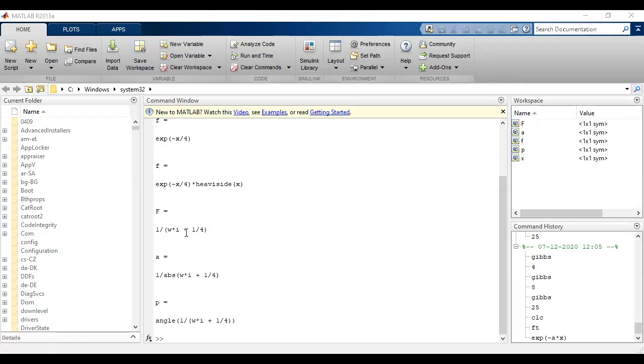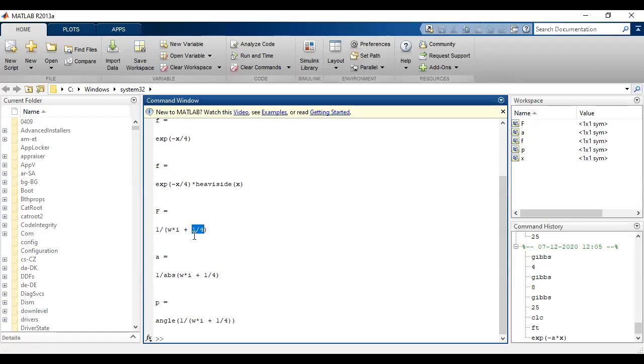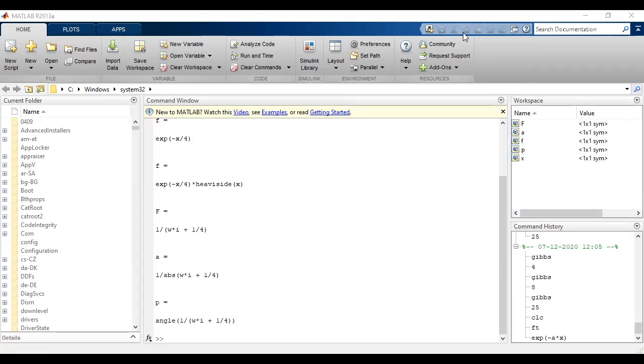Now capital F means 1 by a plus j omega. 1 by a is 1 by 4, j means i, omega is omega. Absolute of this one is magnitude response, P equal to phase of this. This expression you need to verify theoretically. For this particular input small f, this capital F output, you need to verify theoretically. Let me show the responses also.